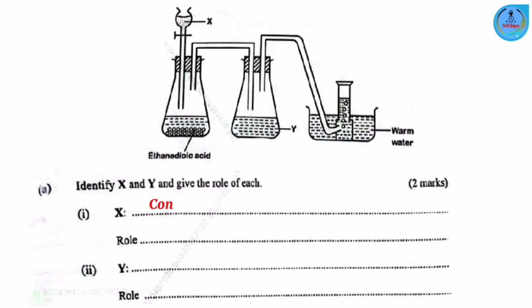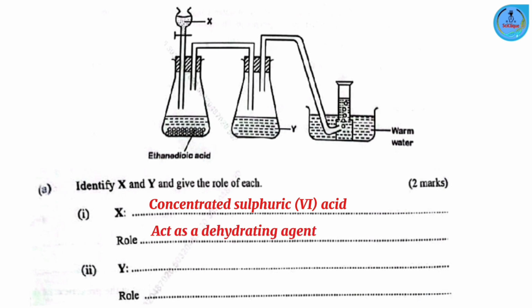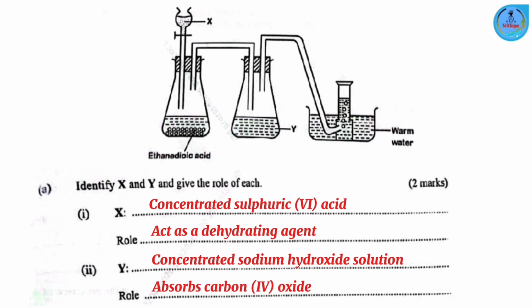So X, that is concentrated sulfuric(VI) acid, is used as a dehydrating agent, to absorb moisture. Roman 2, Y. Y is concentrated sodium hydroxide solution. This, of course, is used to absorb carbon(IV) oxide, because at the end of it, our role is to collect carbon(II) oxide and not carbon(IV) oxide. So we need to find a way to remove the carbon(IV) oxide, and that is where the sodium hydroxide solution comes in. It absorbs carbon(IV) oxide, allowing us to collect the carbon(II) oxide.